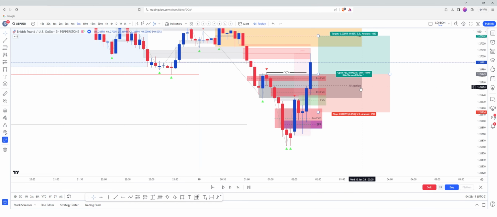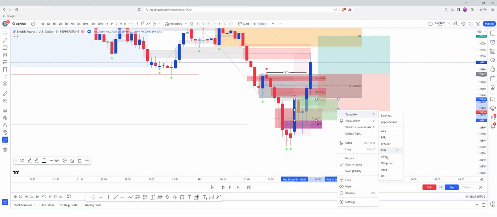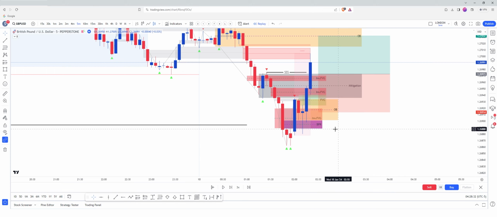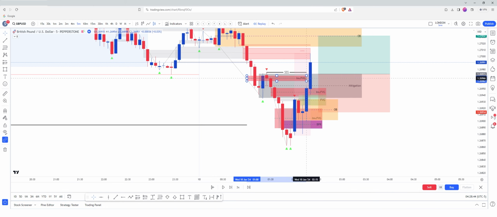Obviously the mitigation block is 1 PD array. We have an order block down here. I'll just highlight that because I did use that for my stop loss placement. We have the inversion fair value gap inside, so I used this inversion fair value gap as my second PD array. The higher inversion fair value gap, I didn't give significant attention to, because we did trade into this once already.